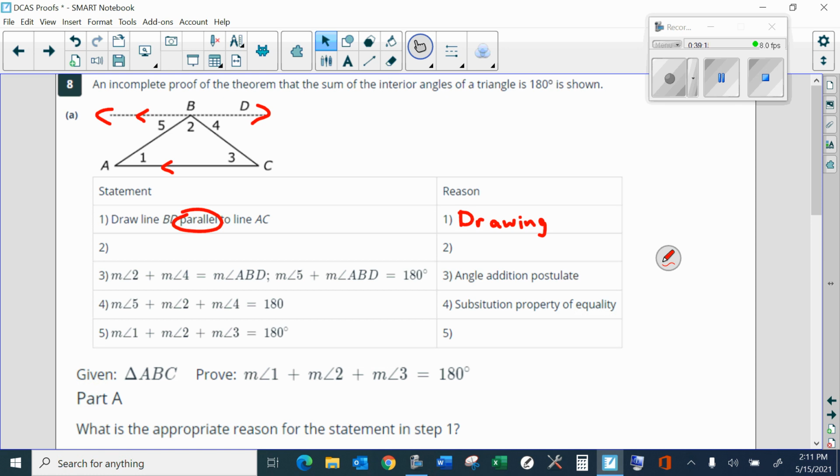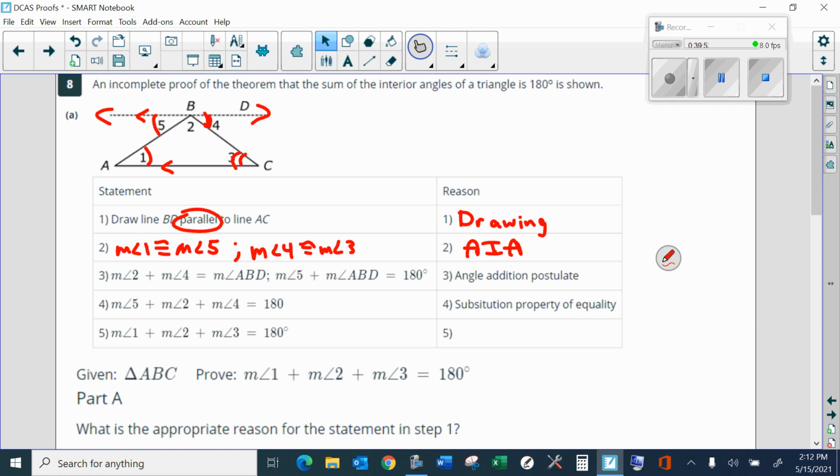Okay. So now what I'm going to say is the measure of angle 1 is congruent to the measure of angle 5. Okay. And the measure of angle 4 is congruent to the measure of angle 3 by AIA. Okay. That's what you're going to now say.